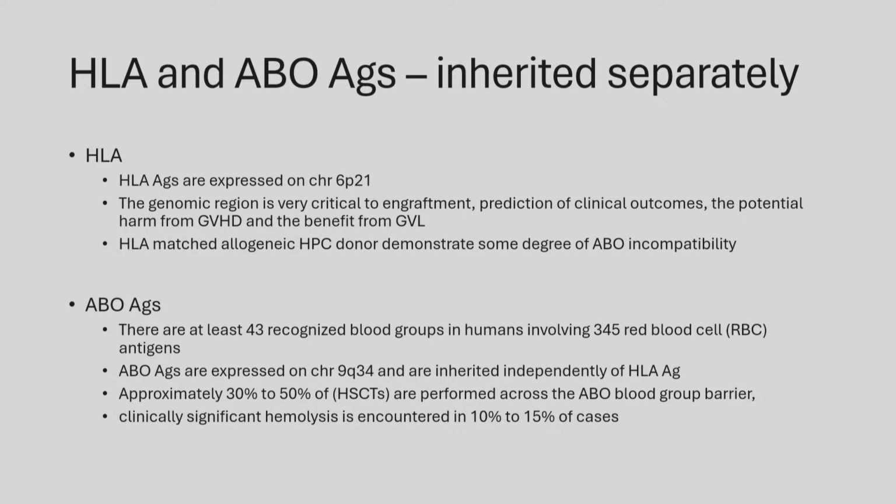As per literature, there are 43 recognized types of blood groups. I don't know how many people have seen that in this hall, but this is what is written in the literature. And there are 345 red cell antigens. Approximately 30 to 50% of transplants are performed across the ABO blood group barrier, and clinically significant hemolysis is seen in 10 to 15% of our cases.